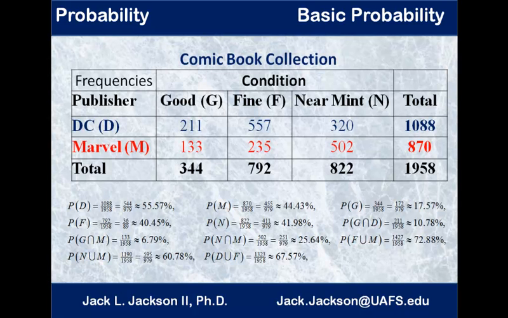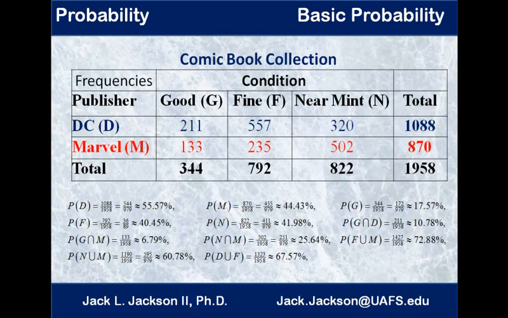In a similar manner, we can figure out the good, fine, and near mint probabilities. When we do the probability of good and DC, that's G intersect D, then we want to just take the 211, but still dividing by the total 1958, because we're choosing the comic randomly from the entire collection of 1,958 comics. That's about 10.78%.